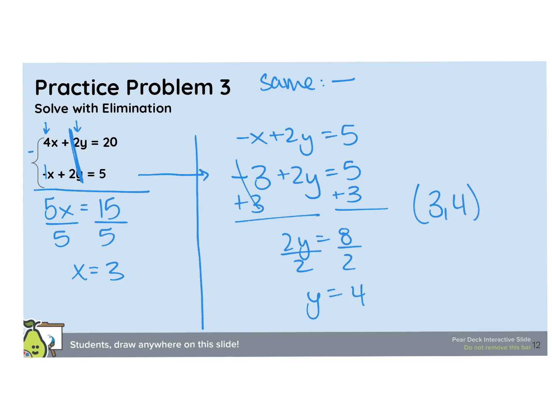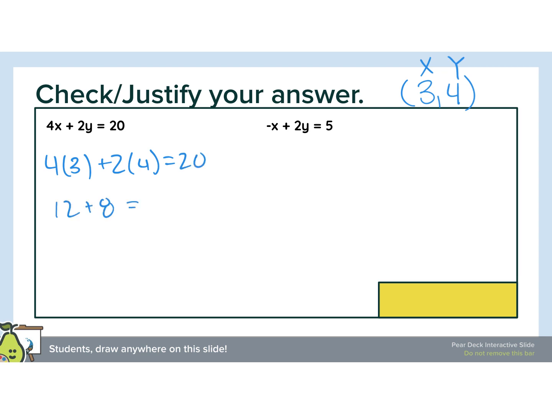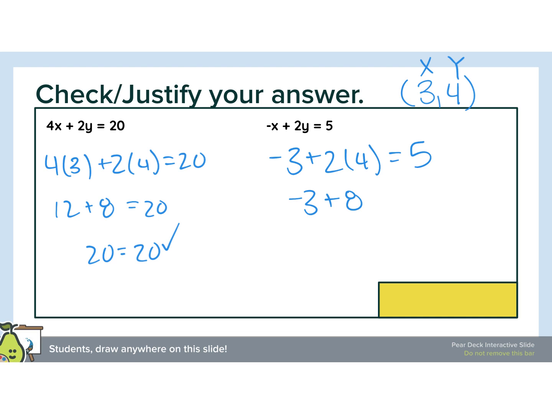Let's check it to see if we're right. So 3, 4, remember this is x and this is y. So 4, instead of x, we put a 3, plus 2, instead of y, we put a 4. It should equal 20. We get 12 plus 8, which, yes, that is 20. First one checks out. Second one, negative, instead of x, we put a 3. 2, instead of y, we put a 4. This should equal 5. We get negative 3 plus 8.